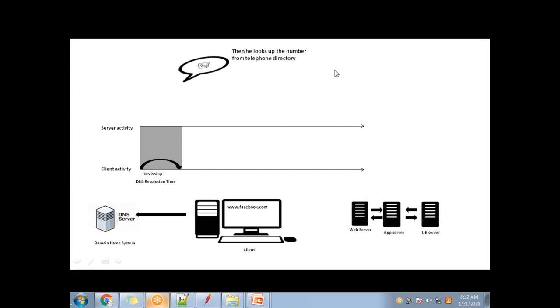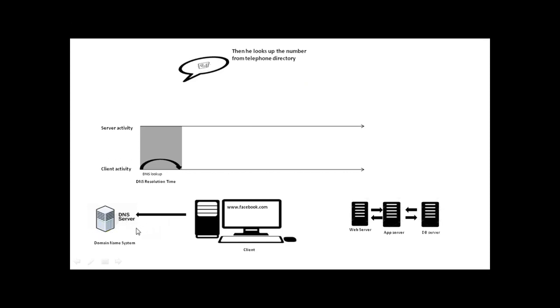So what does the telephone directory contain? You have a name and you have the phone number. The DNS server also contains similar information. Facebook.com, what is the IP address? Google.com, what is the IP address? LinkedIn.com, what is the IP address? Isha Training Solutions.org, what is the IP address? NewYorkTimes.com, what is the IP address? So for every single website out there, it has the IP address, just like your telephone directory.